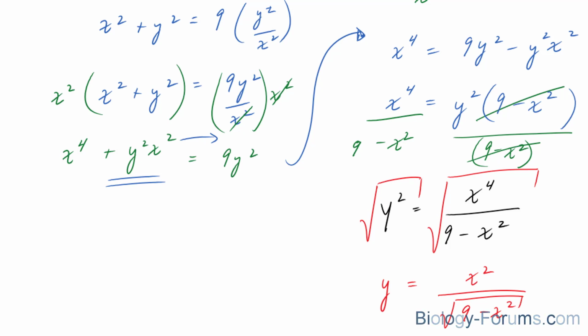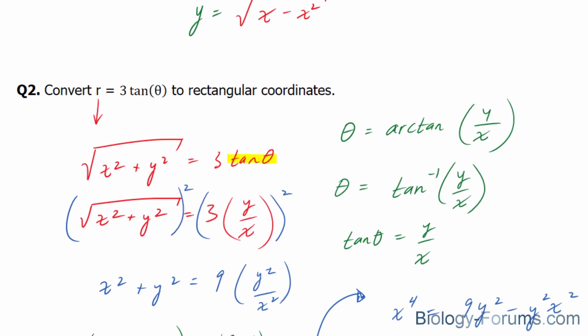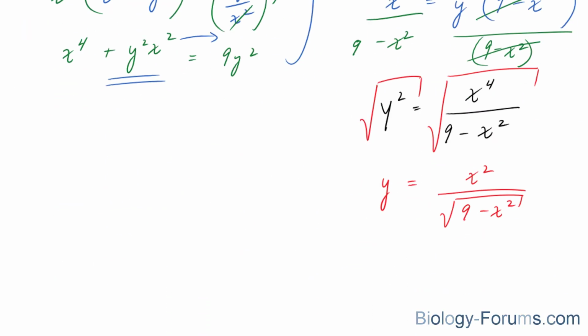There you have it, folks. That is how to convert an equation that is in polar form to one that is in rectangular coordinates. Now, if you're looking at this, you might say, well, this is a difference of squares and therefore you can factor this out. Yes, that is true.